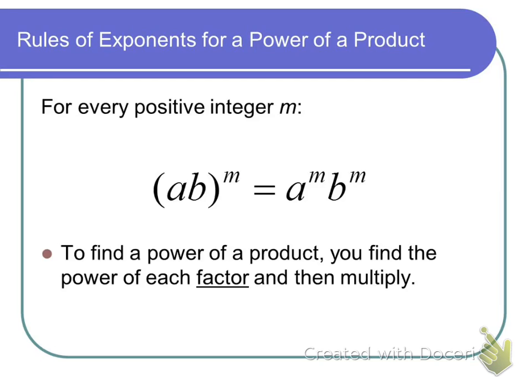For every positive integer m, a times b raised to the m is equal to a to the m times b to the m. Again, if you want, you can put a multiplication sign in between those to make it obvious that those two terms are still getting multiplied together. To find a power of a product, you find the power of each factor and then multiply. So the factors being a and b in this case. You give that exponent to every factor.